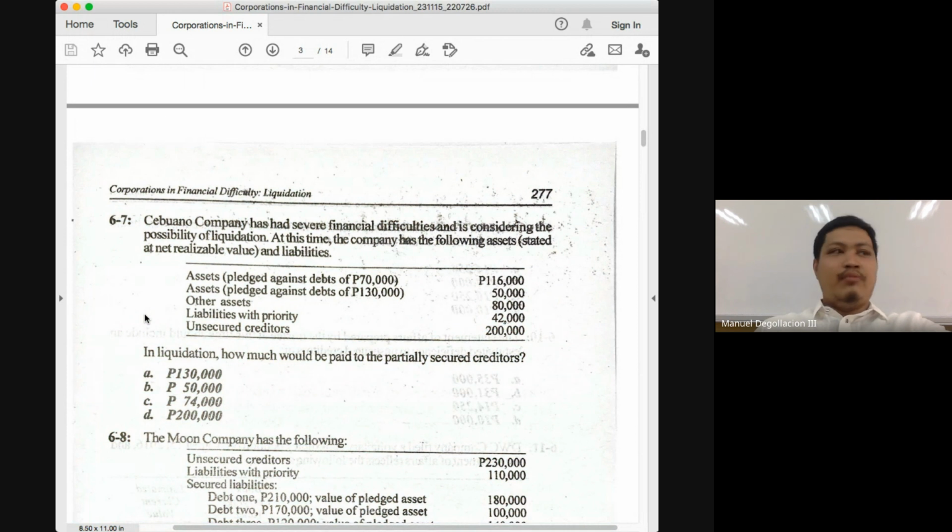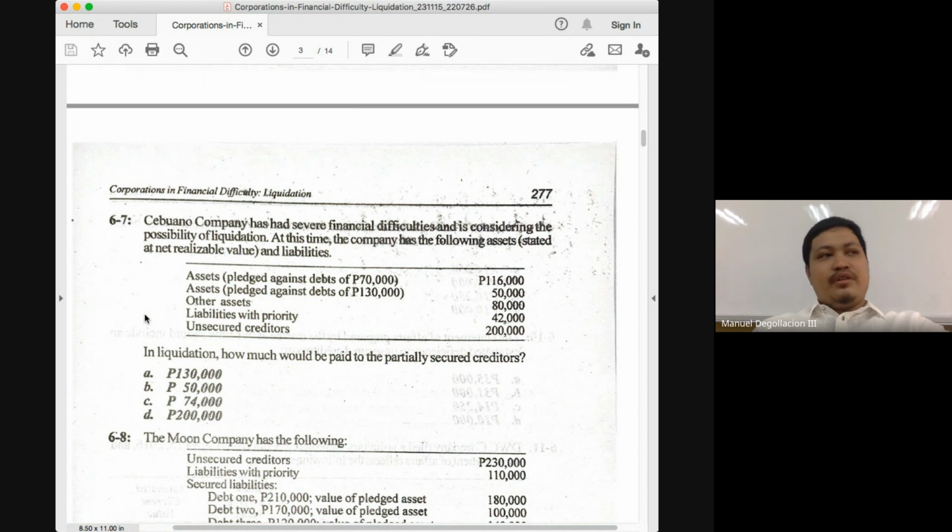But why is that not among the choices? Because the partially secured creditors will not just be receiving the 24,000. What else will it be receiving? It will receive the value of the asset pledged to it. And what was the value of the assets pledged to it, class? 50,000. And as we've mentioned, at the very least, the partially secured creditors will receive 50. Aside from the 50, how much will it receive? It will receive 24,000, representing the recovery on the unsecured portion of 80,000. So that's why the answer here would be 74,000.